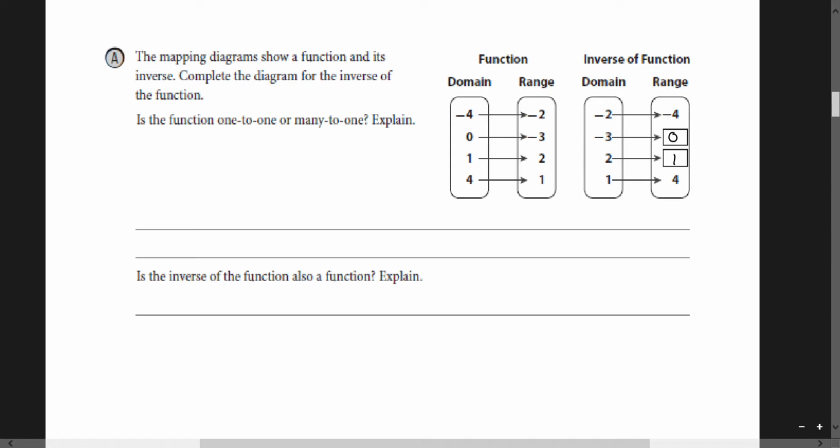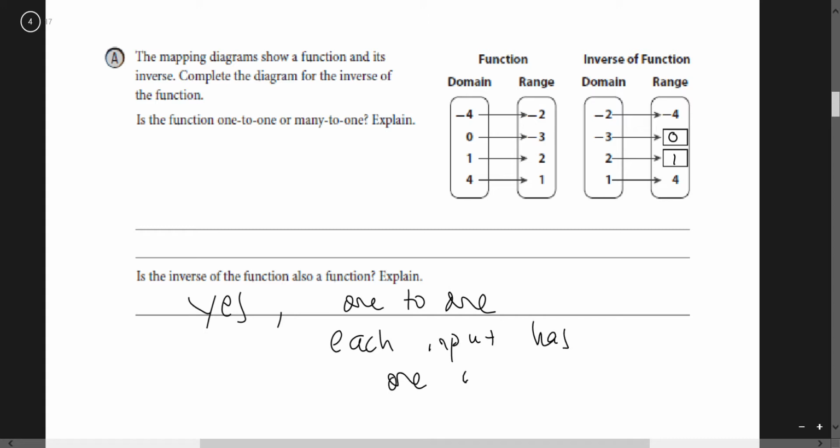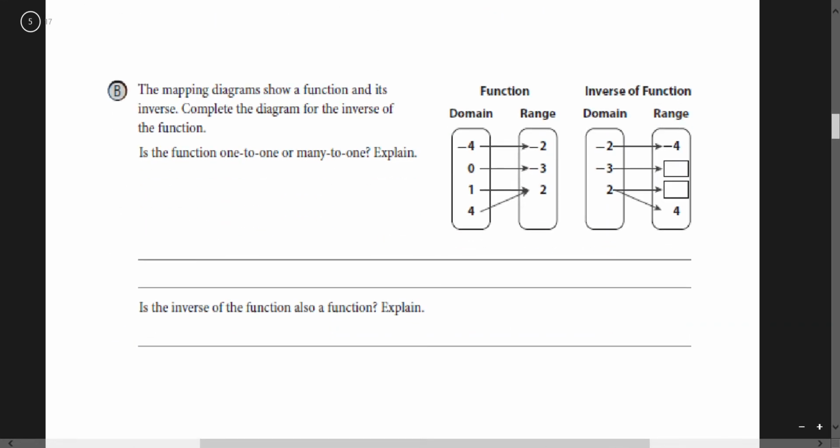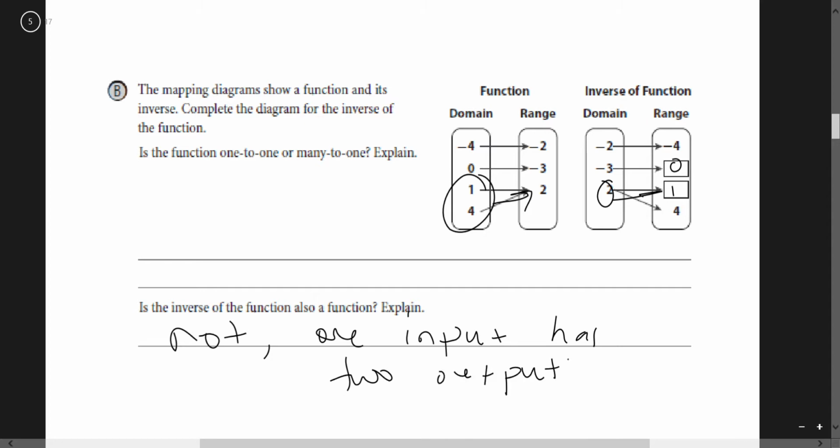Now, is the inverse also a function? Yes, it is, because it's one to one. Each input has exactly one output. That's what makes it a function. Versus down here, our function is what's called many to one. Many inputs go to one output, so that means when we switch it, one input goes to multiple outputs, which is where we have a problem. It can't be a function because one input has two outputs.